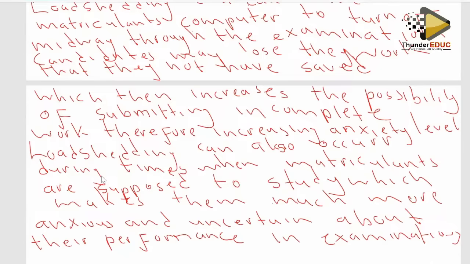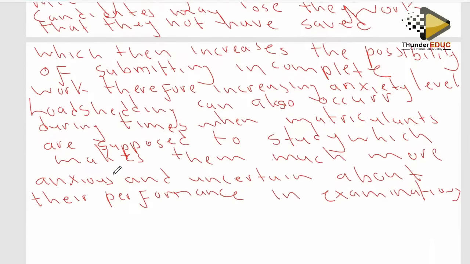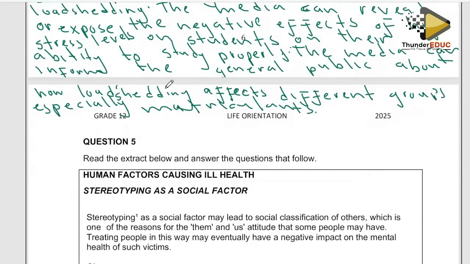So all these are points which you can include in answering the question: critically discuss how ongoing electrical disruptions can cause stress levels of matric learners and affect their academic performance. Now, this brings us to the next question, which is question 5.